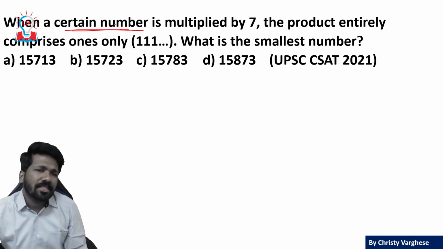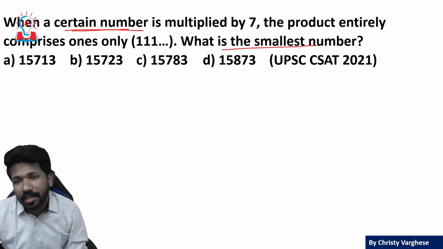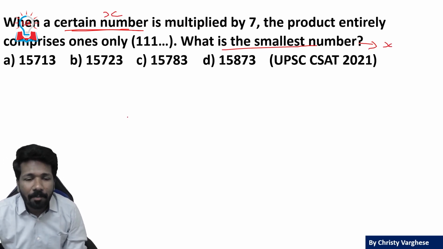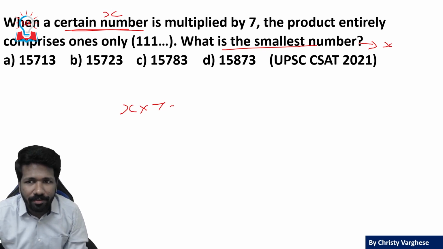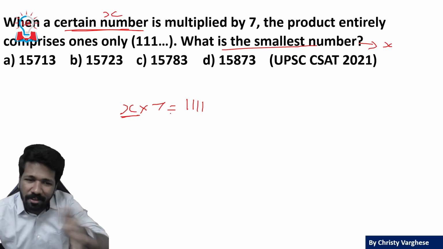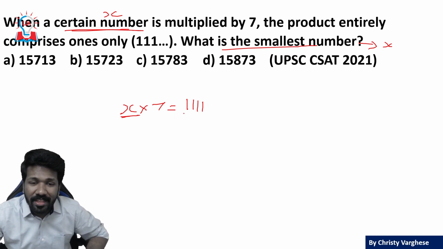In school, these kinds of questions we take, let x be the required unknown. You can do that here also. Smallest number, let that be x, or that certain number, let that be x. That multiplied by 7, x into 7, the product comprises only of ones. But the problem is we don't know x, and we also don't know how many 1s. If you knew that, we could have simplified this equation super fast. So finding the number of ones will solve the question.